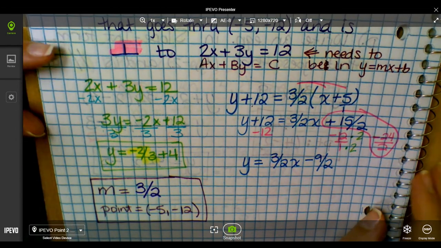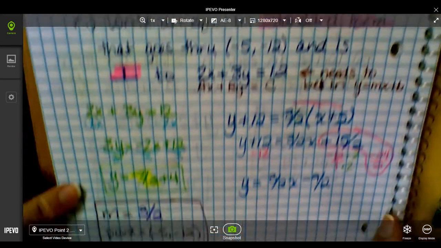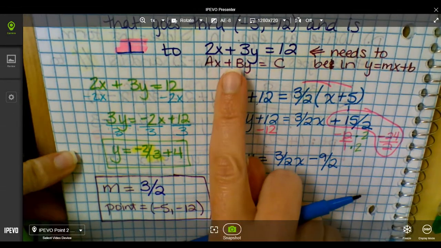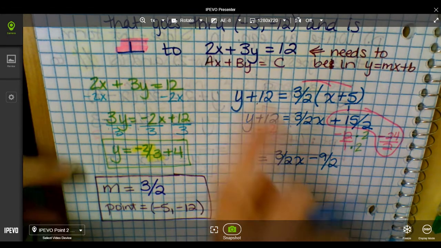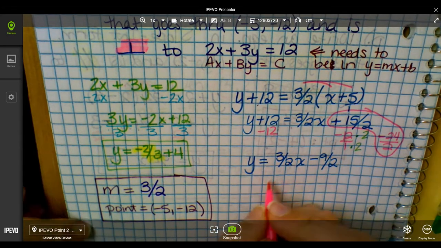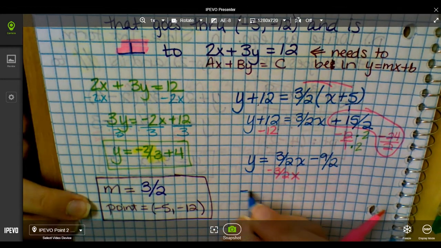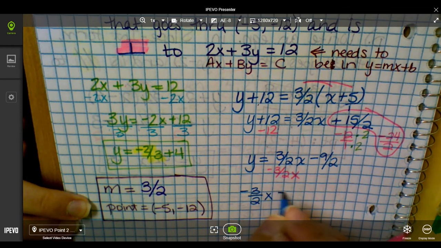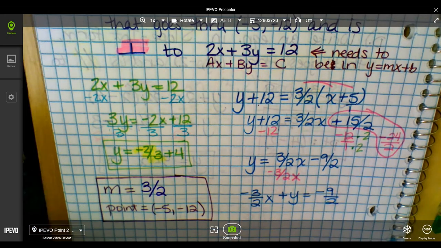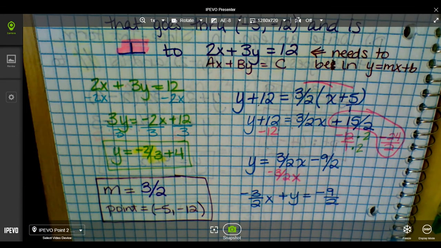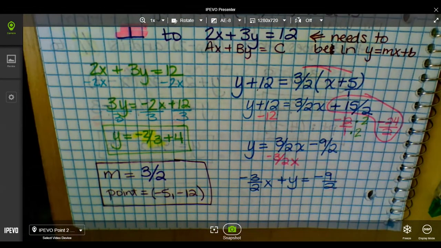But again, I don't want it in slope-intercept form anymore. I want it in standard form. That means I have to take it a step farther. So remember, standard form looks like this. You have to have all integers over here. A has to be a positive whole number. So I have to still keep on working on this one. So I have to move my x's to the left side now. X's go first, so negative 3/2 x plus 1y equals negative 9/2. And again, you have to ask yourself, is this standard form? And this is not, because not only is A negative, A is not a whole number.